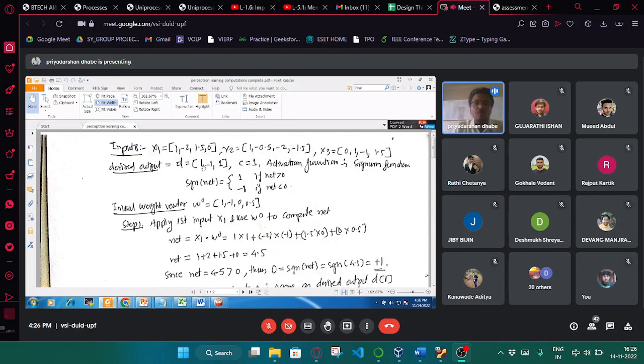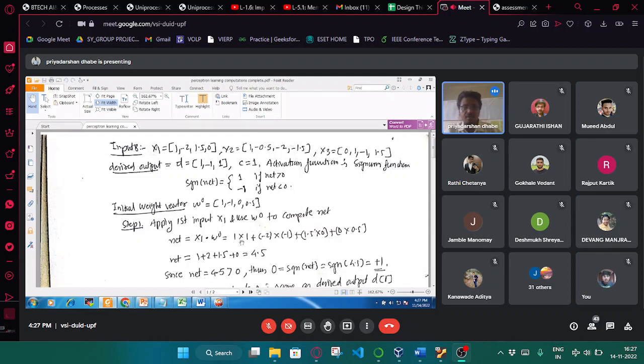So the desired output I want is plus 1 for x1, minus 1 for x2, and again plus 1 for x3. The activation function is this. The initial weight vector given is W0, that is 1, minus 1, 0, 0.5. Now in step 1, we have to apply the first input pattern X1 with the initial weight vector W0. So I have to take the dot product of X1 and W0, and this is how I can get the net input.